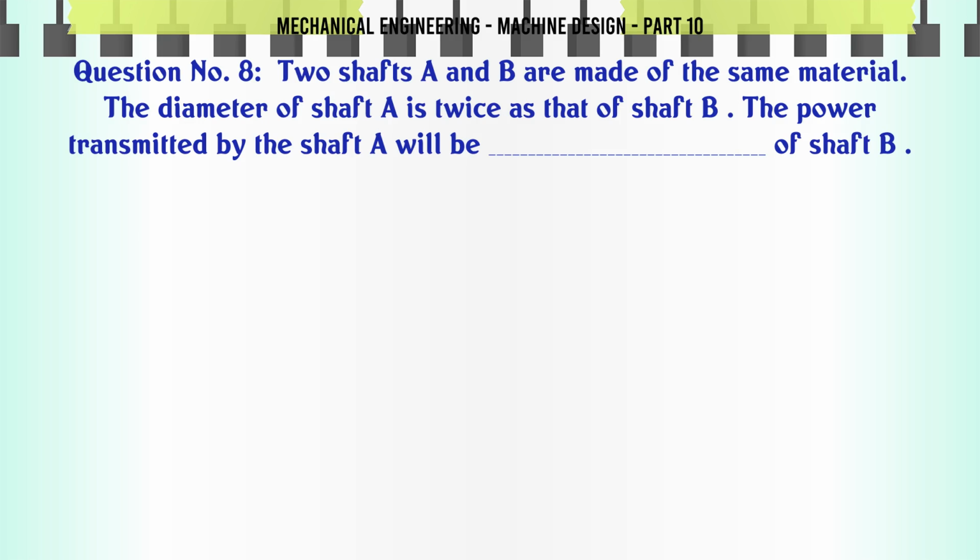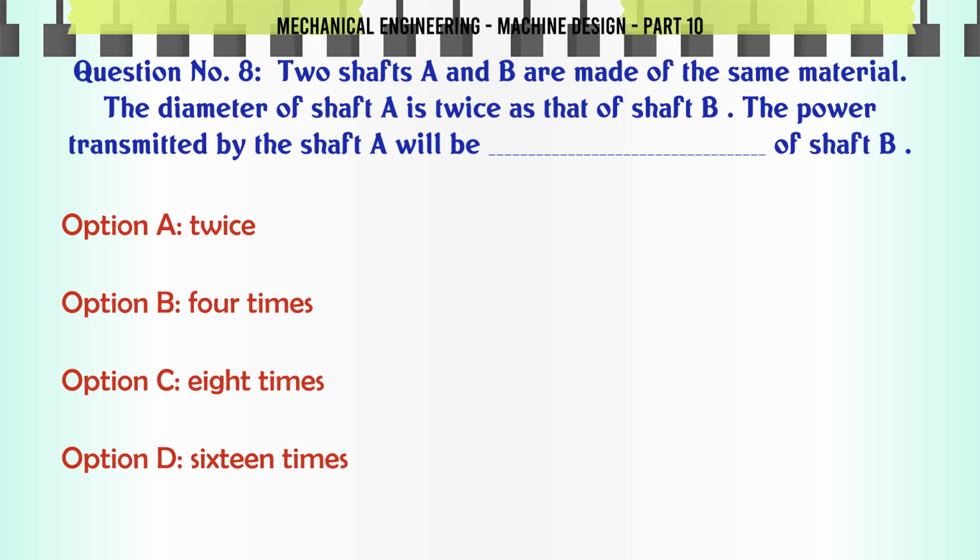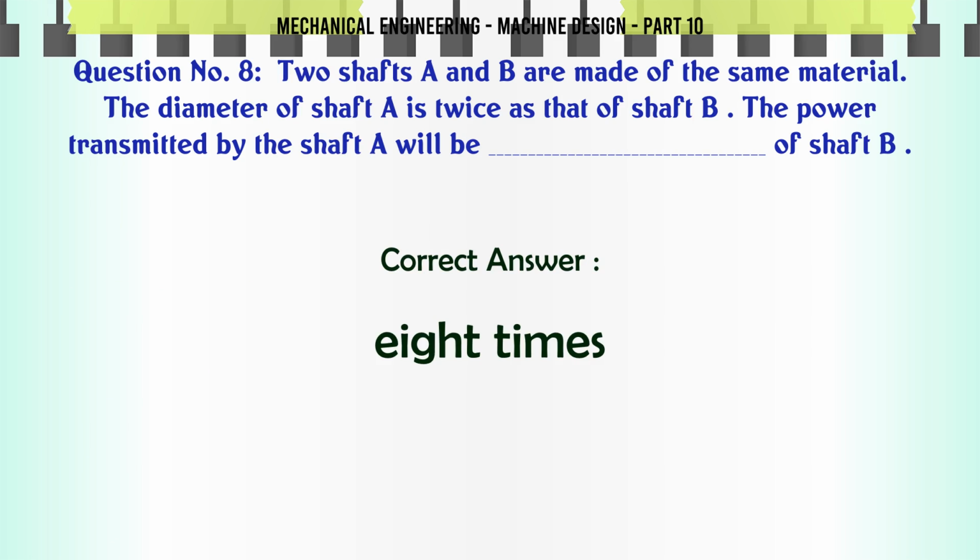Two shafts A and B are made of the same material. The diameter of shaft A is twice that of shaft B. The power transmitted by shaft A will be that of shaft B. A. Twice. B. 4 times. C. 8 times. D. 16 times. The correct answer is 8 times.